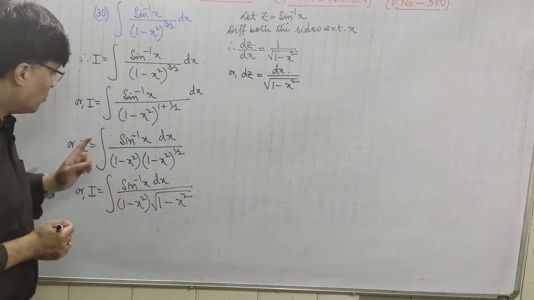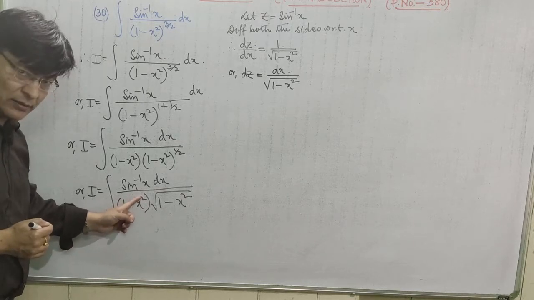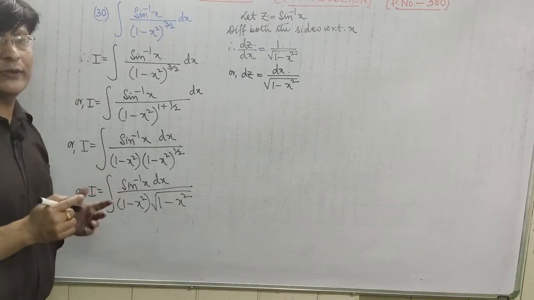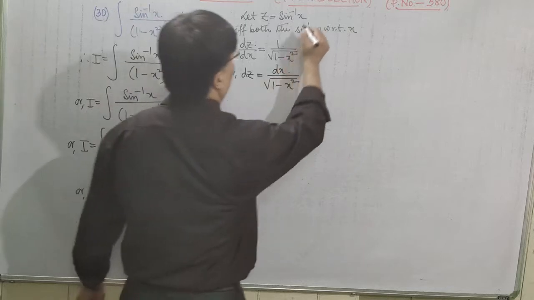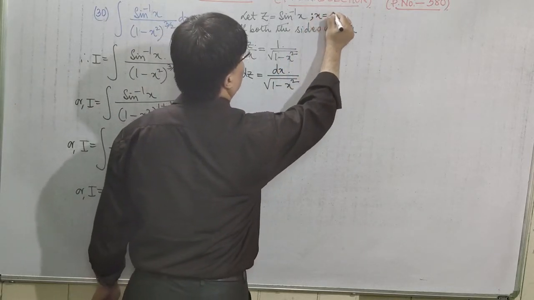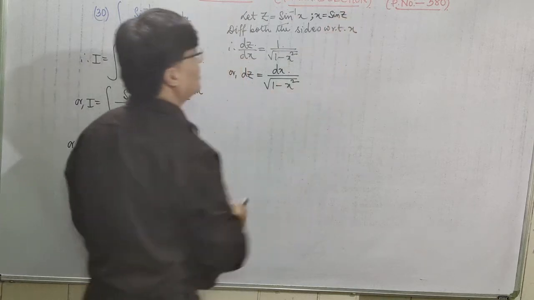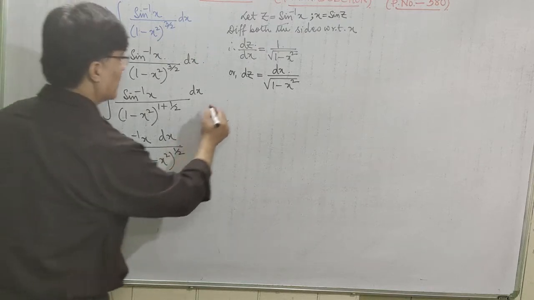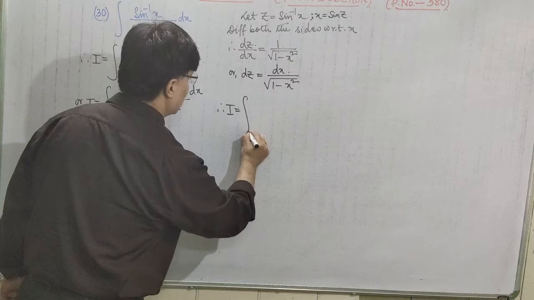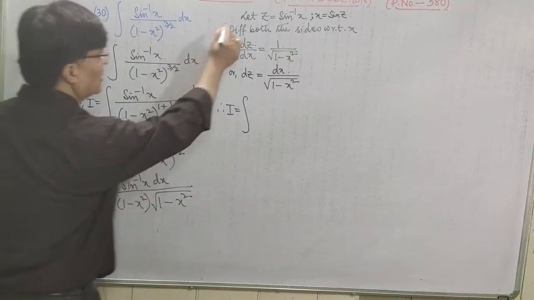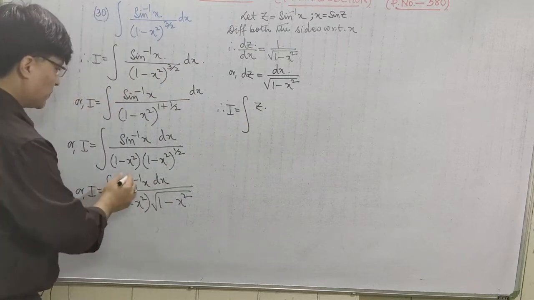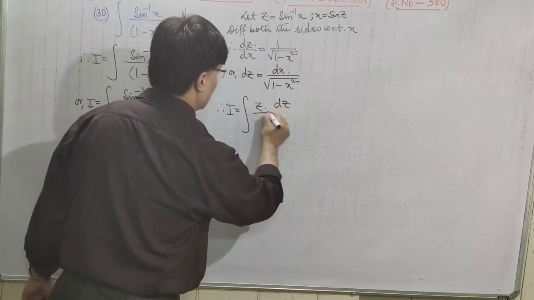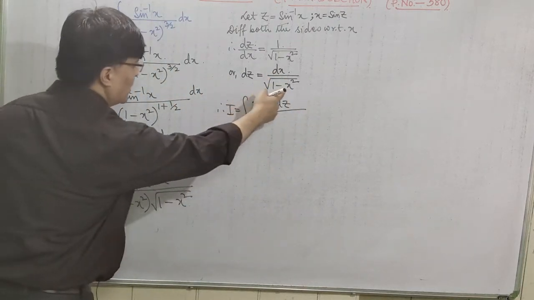to dz. But since we have 1 minus x square here, you have to put the value for x in this case, 1 minus x square. In 1 minus x square you can put the value for x, which from here is x equal to sine z. Is it understood now? So let us put these values in I. Therefore I is equal to integration of, what is sine inverse x? It is z. Z into, what is dx upon root over 1 minus x square? It is dz. Right? That is, dx upon root over 1 minus x square is dz.